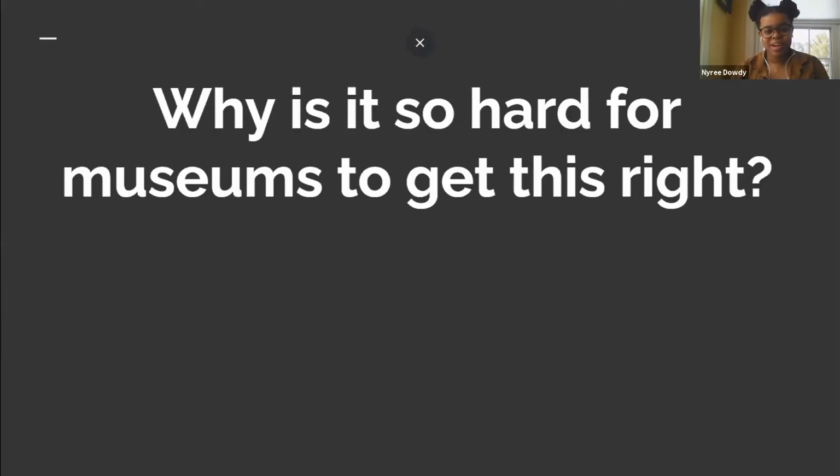So the question is, why is it so hard for museums to get this right? There's a few reasons for this. One of them is that museums inherently have colonial roots. Museums were created as spaces for wealthy, mostly white people to show off their goods to their wealthy friends. And these spaces have often maintained that same air.